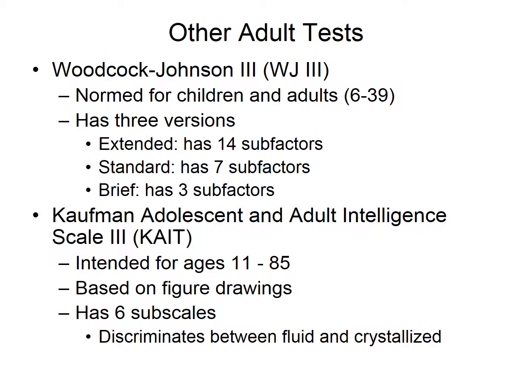Some other adult tests that are widely used today. The Woodcock-Johnson, currently in its 3rd edition, is normed for both children and adults. It's meant for basically ages 6 to 39. And it has 3 versions, and this is often used in organizations. So a lot of companies may use this for higher level selection for mid-level positions, mainly because you have some choices here on how long the test is. The extended version has 14 subfactors, standard has 7 subfactors, and there is a brief version with 3 subfactors. And that brief version also starts to do a little kind of gray zone where that can be administered online and is often the version used for selection.